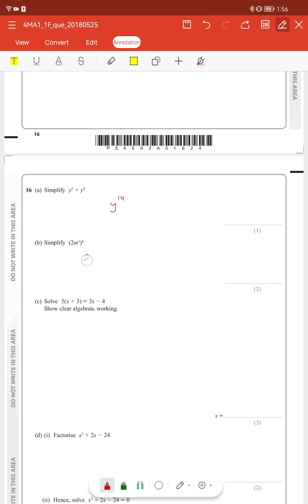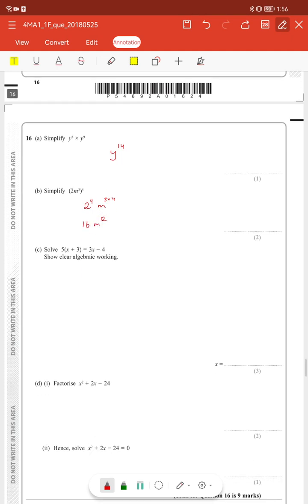Over here, we need to make sure we do each one times the power. So we get 3 times 4. 2 to the power of 4 is 16. M to the power of 12. Over here, we have to remember to multiply in. So we get 5x plus 3 equals 3x minus 4.